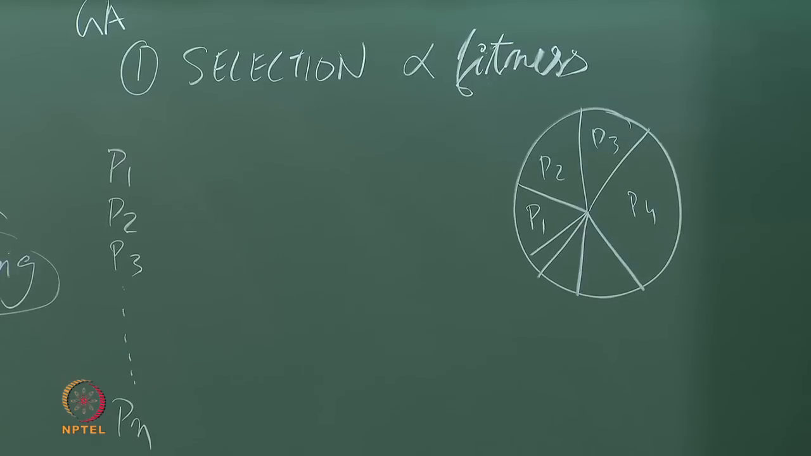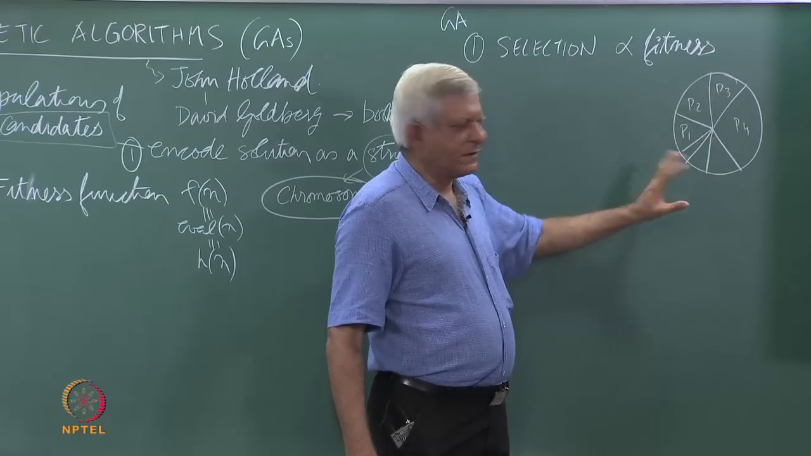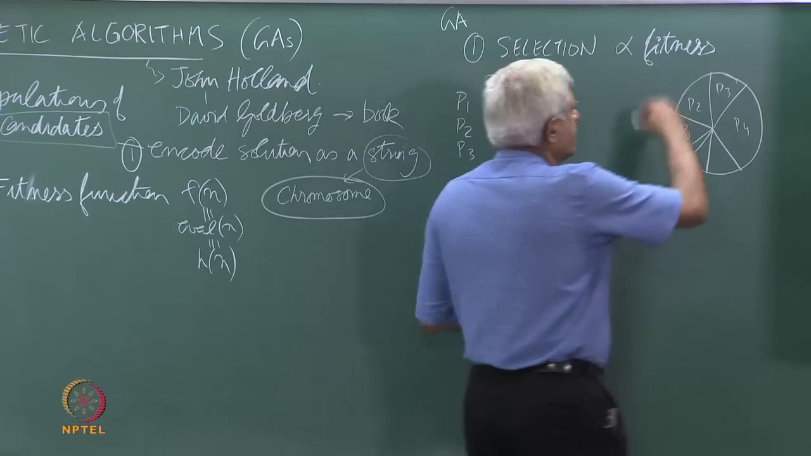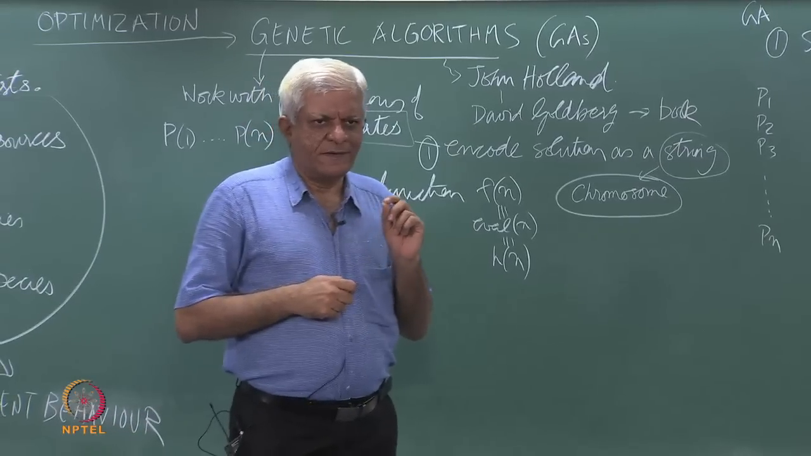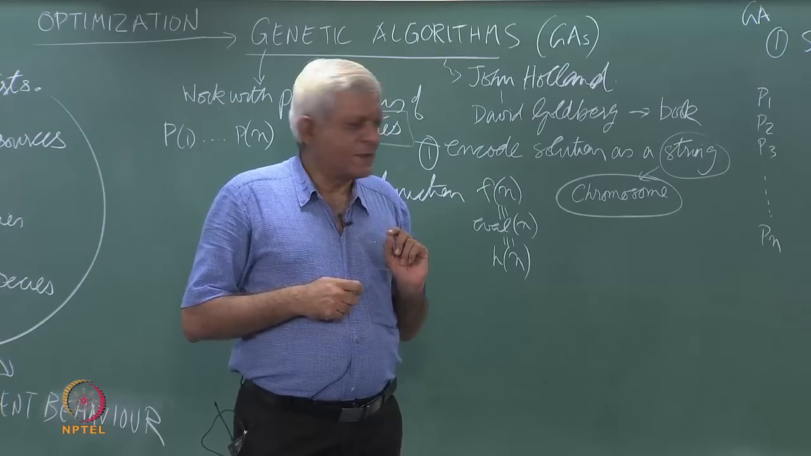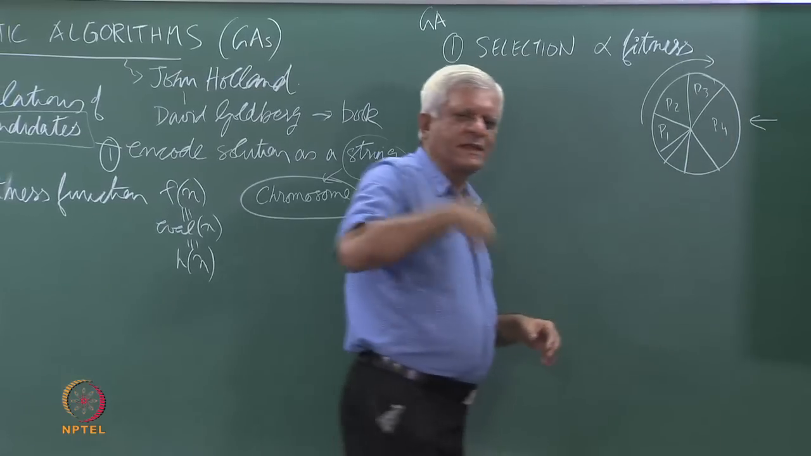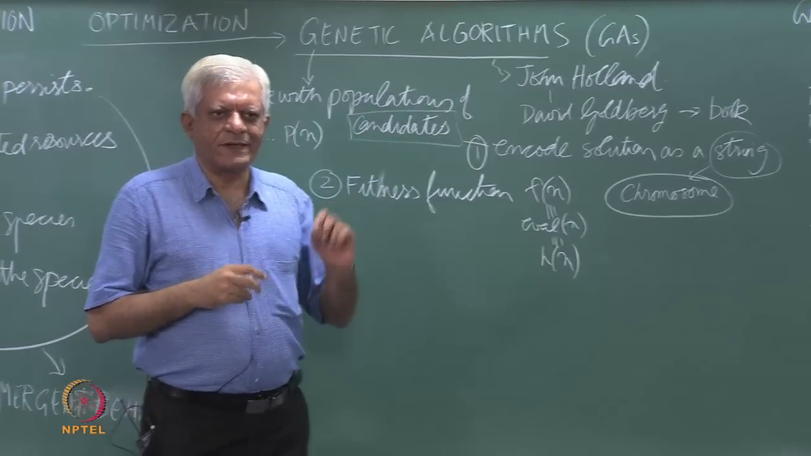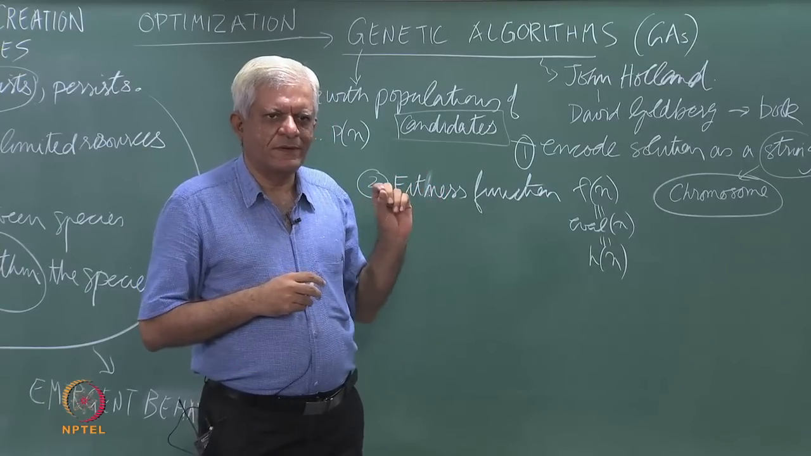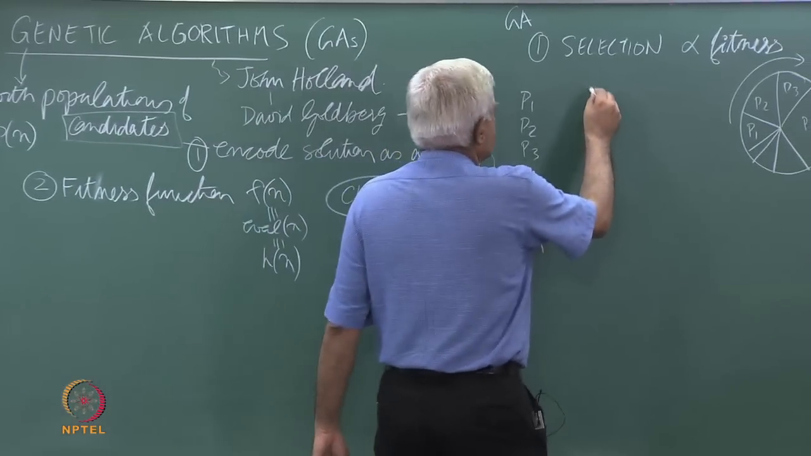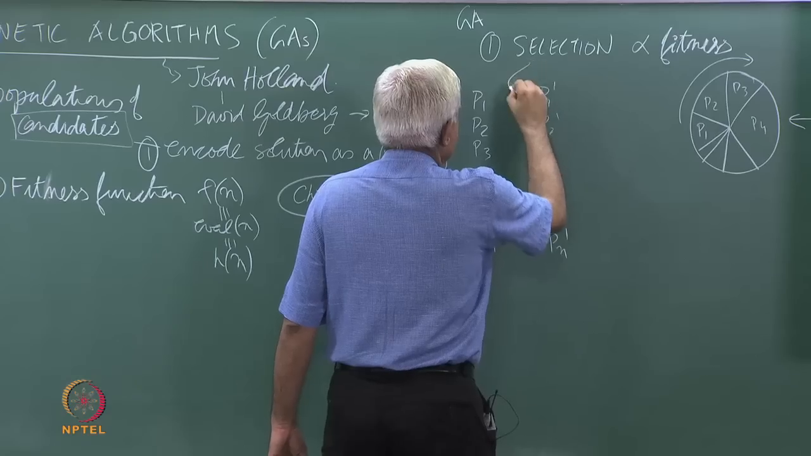The amount of angle they get is proportional to their fitness value. P4 is very fit, so it gets a large angle, and so on and so forth, and we rotate it randomly and we have some pointer. Wherever it stops, that candidate gets to reproduce once. We rotate it, let us say it stops at P4. We give it a random rotation like a roulette wheel and observe where the needle is. We do this n times and generate a population of n new elements. Let us call them P1 prime, P2 prime, Pn prime. So, this is the first step, selection.